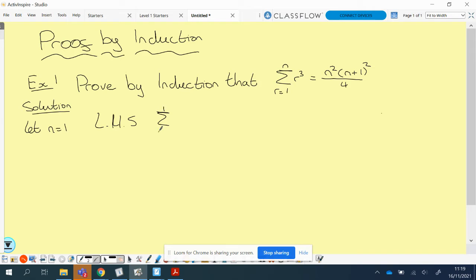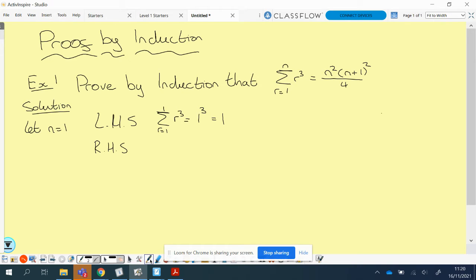Okay, so the left-hand side is going to be the sum. n is now 1, so r begins at 1 of r cubed. So if I put 1 into that, that's just 1 cubed. And 1 cubed is 1. So the left-hand side just gives me the value 1. Right-hand side, oh, no summation there, sorry.